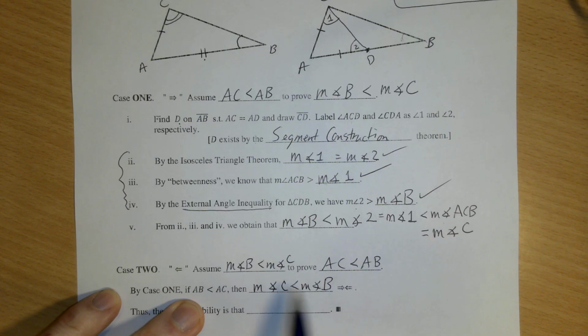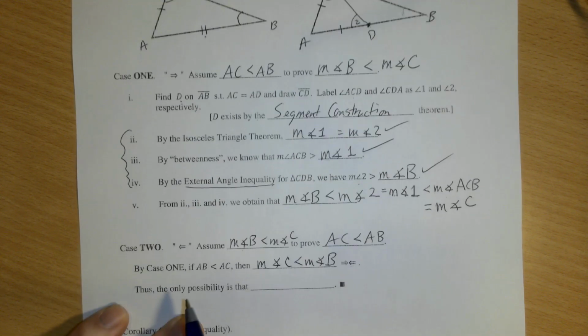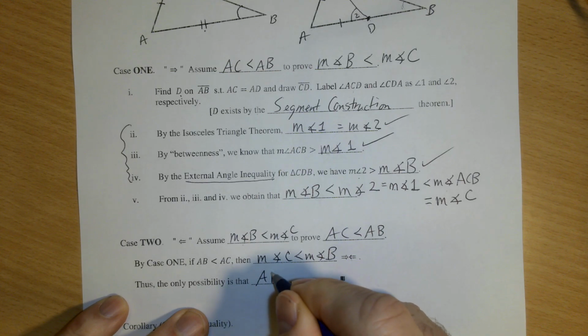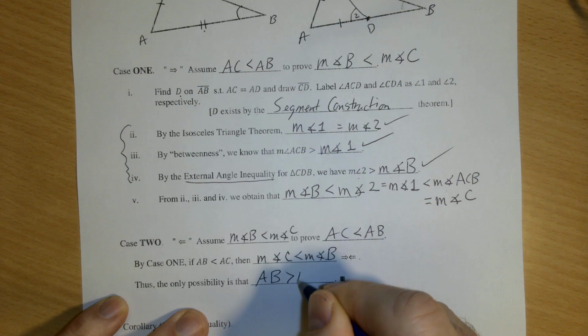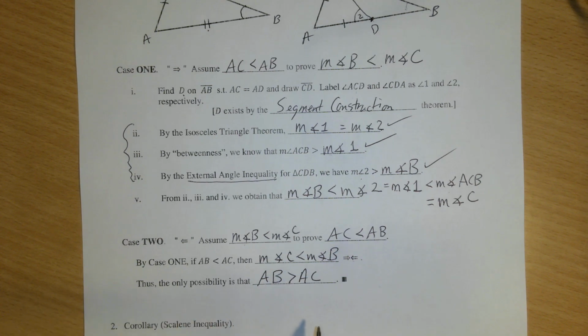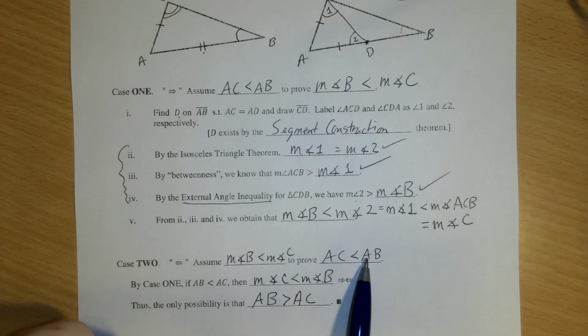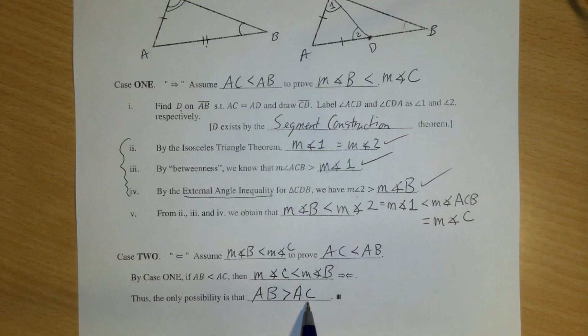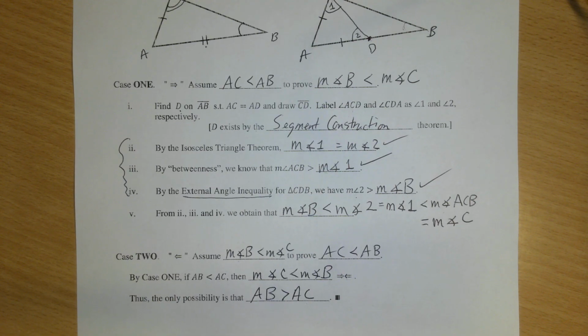That's a contradiction because we assumed that the measure of angle B is less than the measure of angle C. Contradiction. So that case is impossible. The only other possibility is that AB is greater than AC. And that's exactly what we wanted to prove. I did write it the other direction, that this means AB is greater than AC. And that's the end of that proof.